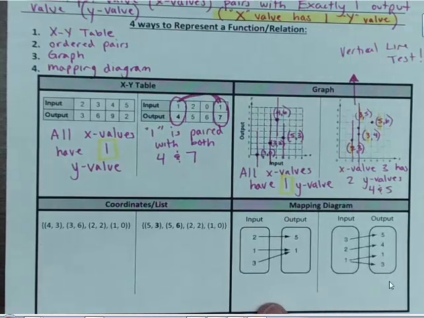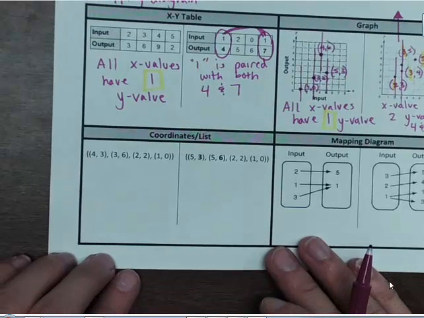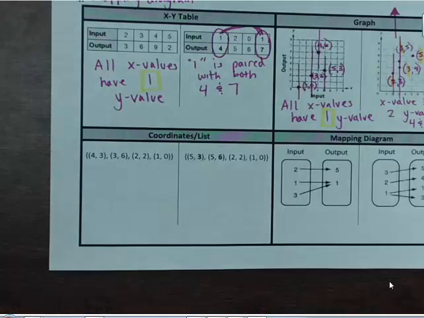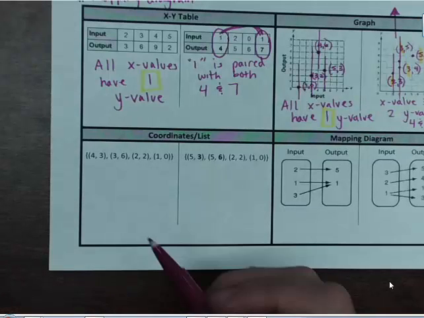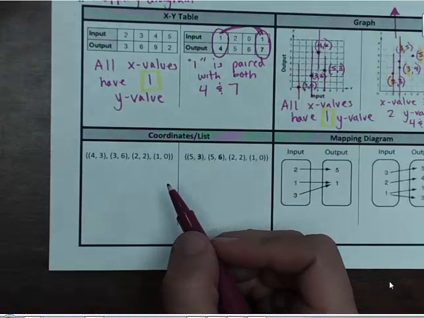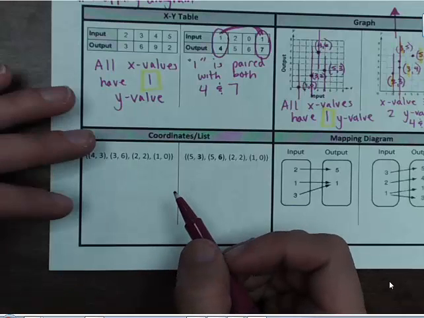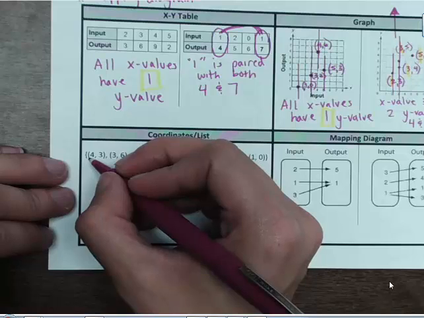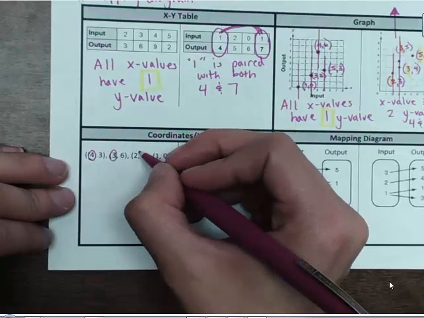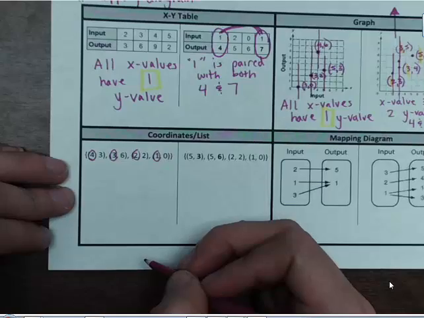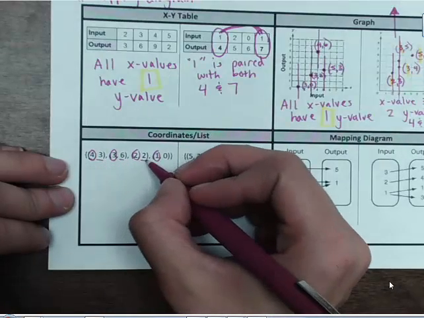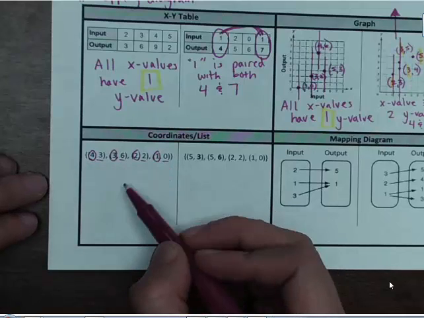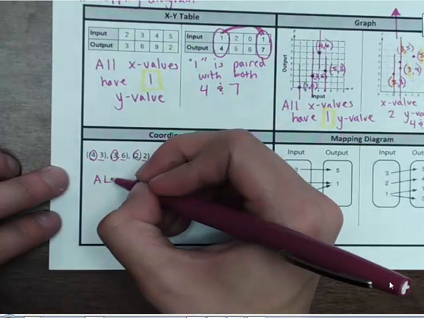The third way of identifying if it's a function or not is our coordinates, or our ordered pairs, or our list. So I'm looking at my inputs and my outputs, which you guys already identified prior to getting to this table. My inputs, which are my x values, are 4, 3, 2, and 1, and they're matched up with 3, 6, 2, and 0. I notice that all the x values have only 1 y value, so this is a function.